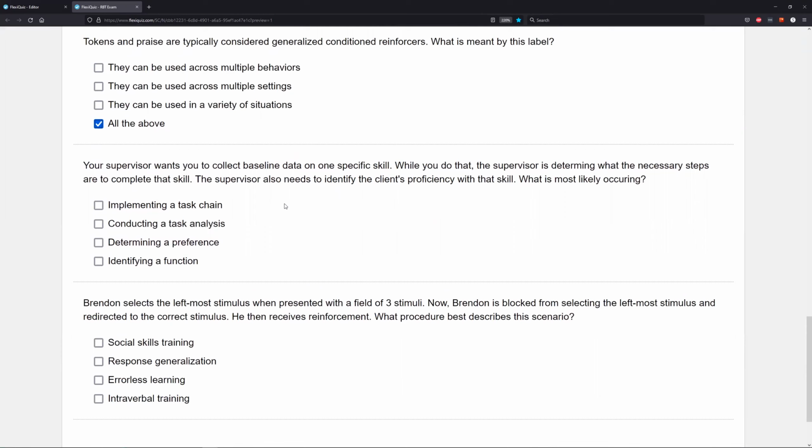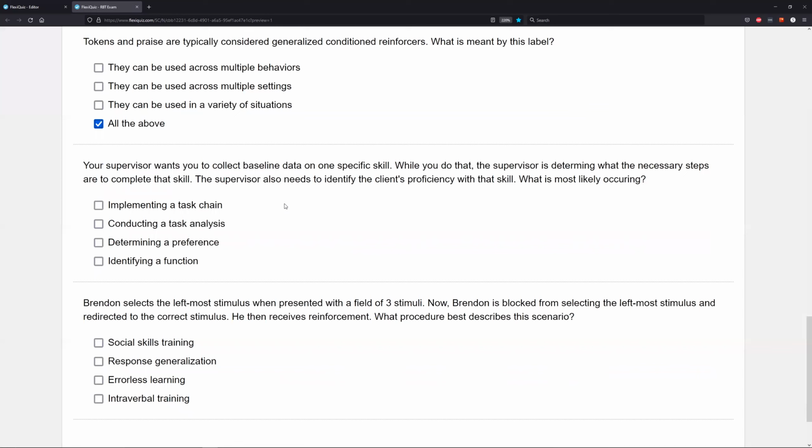Okay, this is kind of a more technical question. Probably a harder question for some of you because we're really breaking down something we don't talk about a lot. Because we talk about task chains a lot as RBTs. Because as RBTs, you'll be implementing task chains.